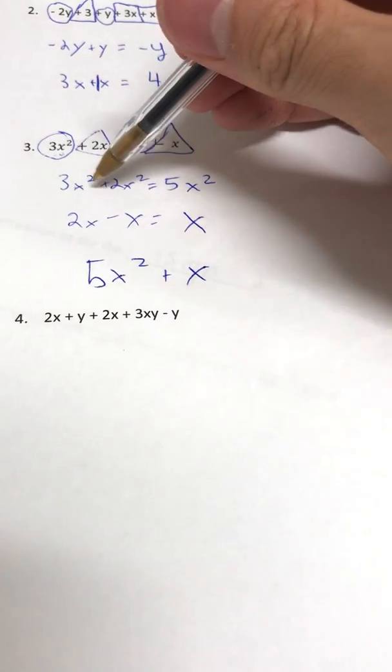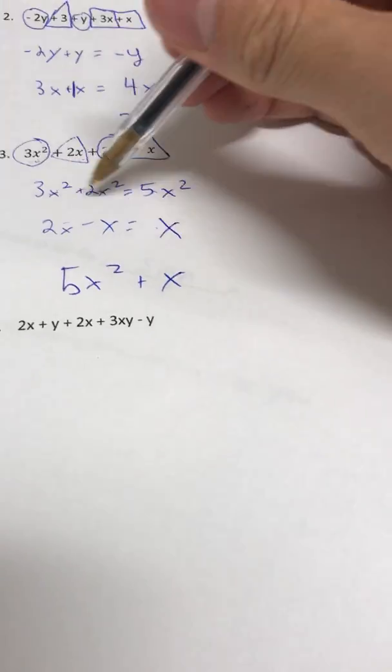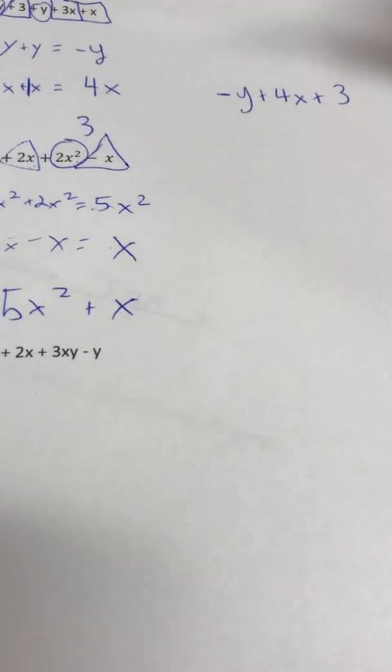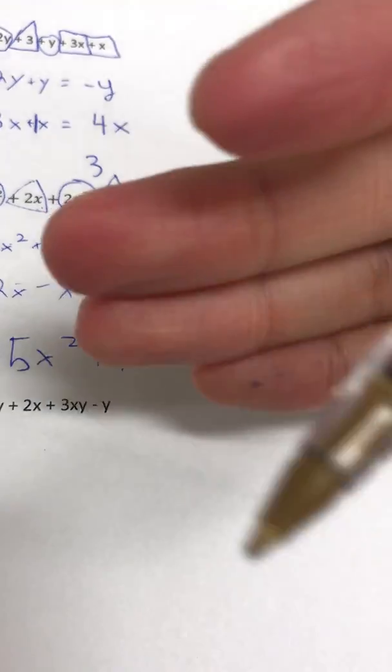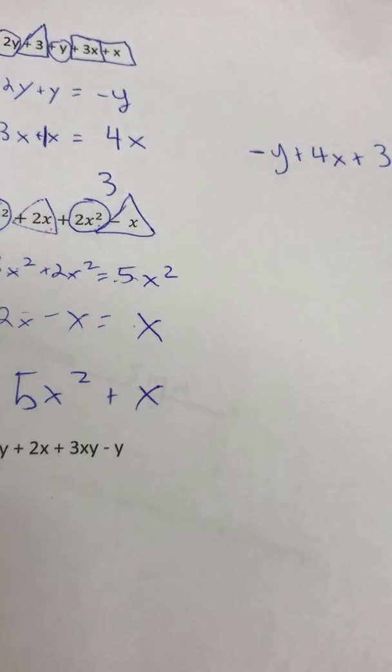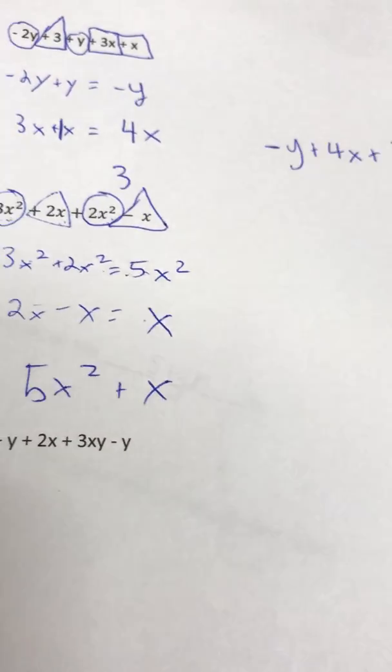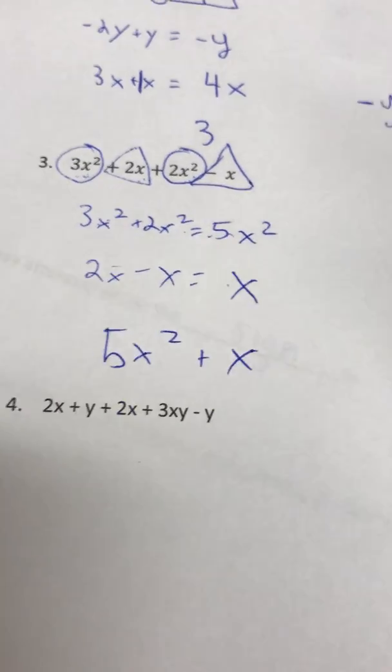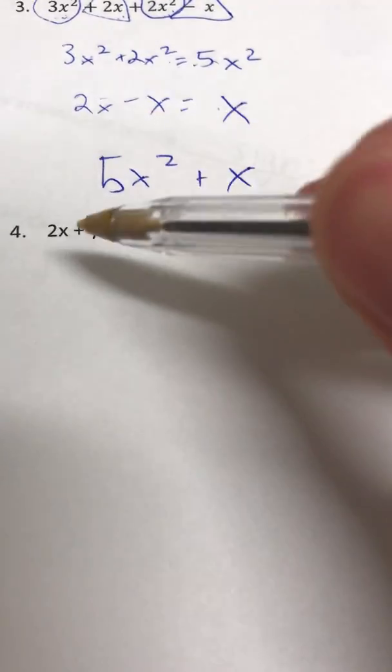You see how I'm writing these out like this? Usually I would just do that in my head because it makes it less confusing for me. But if you want to write it out like this, this works as well. I'm writing it out so you can see what's happening.